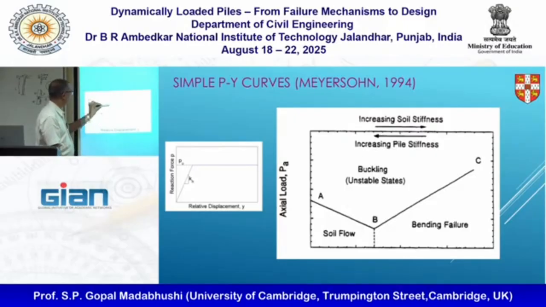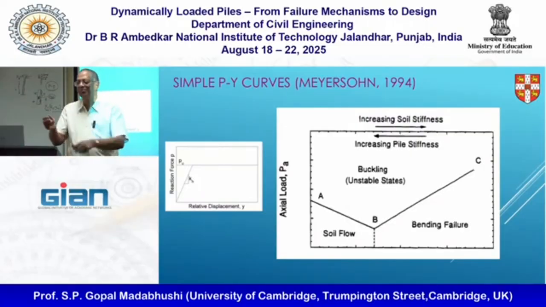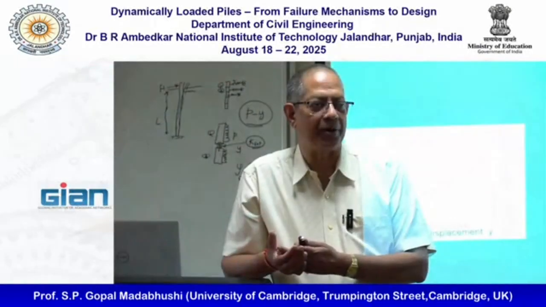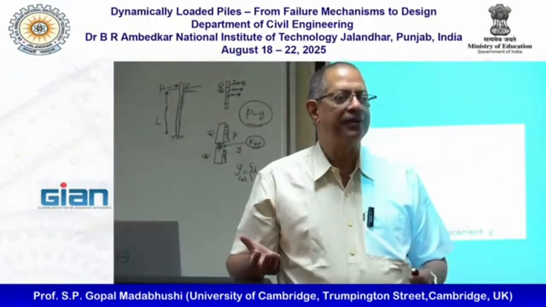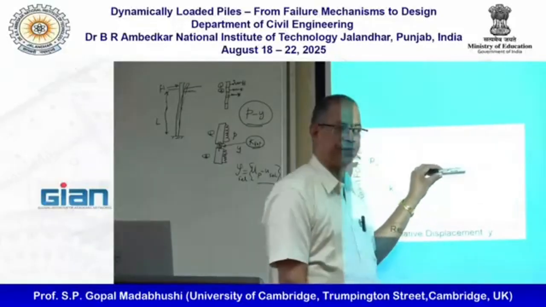So we have a P ultimate. Why is there such a nice cutoff there? Can you think? Perfect. Yeah. Once you reach the passive capacity of the soil, it can't do any more. So there will always be some ultimate pressure.